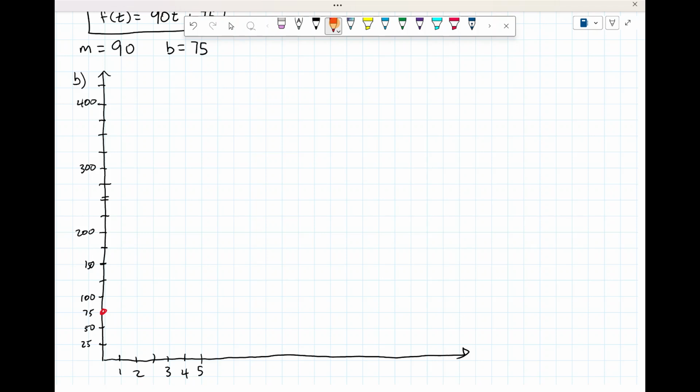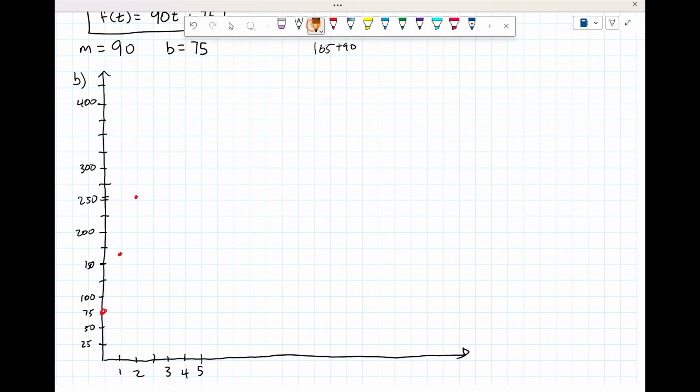So that's after 1 hour. So 75 plus 90 was 165. 165 plus 90 is going to be 255. So 250 is right here. I'll go a little bit above 250, maybe right about there.